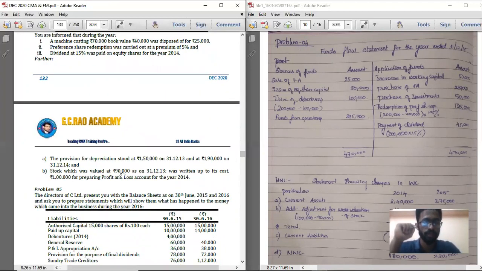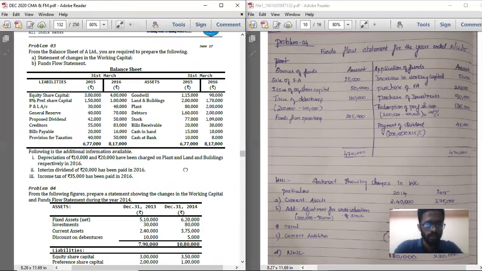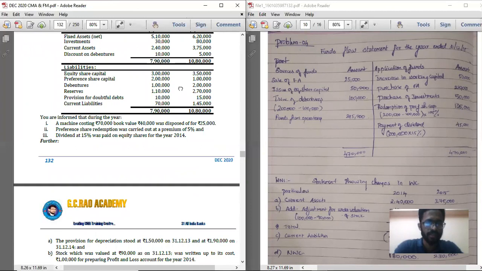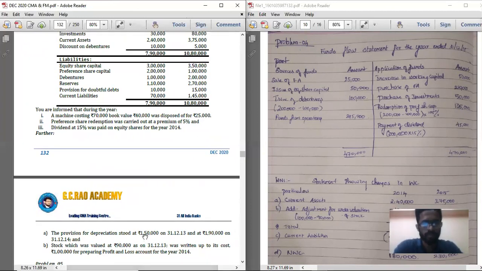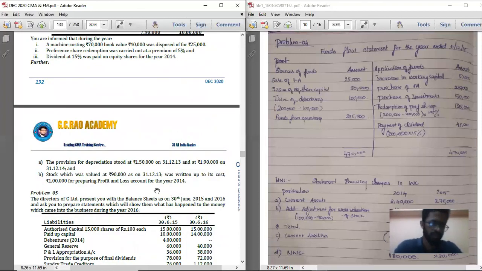Below that, the provision for depreciation stood at 1,50,000 on 31/12/2013 and 1,90,000 on 31/12/2014. So here depreciation is applicable only on fixed assets, and for that depreciation is 1,50,000 beginning, 1,90,000 ending. So from that 1,50,000, first you should deduct this 30,000, which belongs to the machine which has been sold. So 1,20,000. So 1,90,000 minus 1,20,000, you are getting 70,000. 70,000 is the current year depreciation. Simple. This is just normal math.